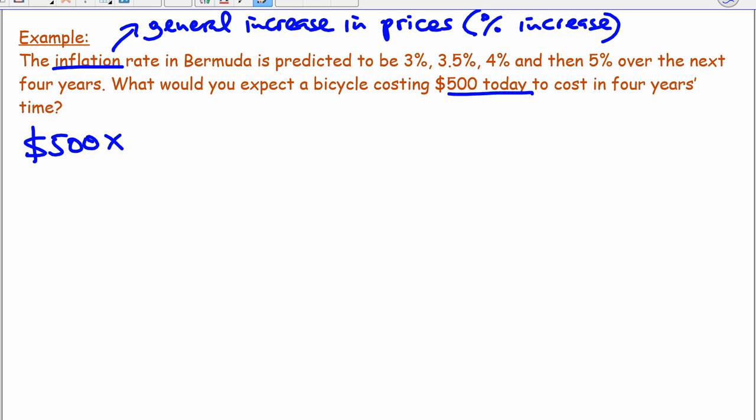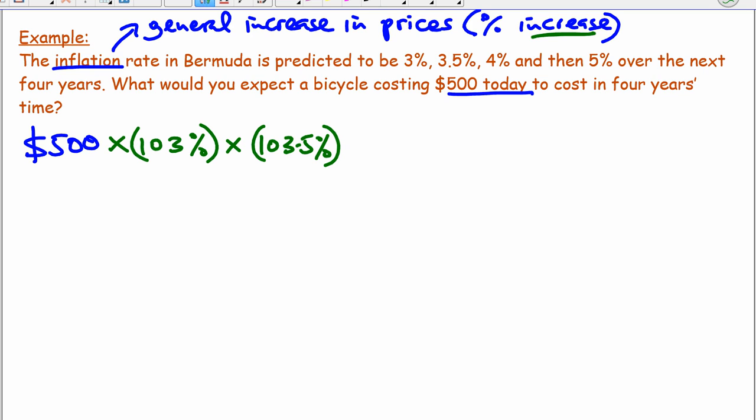So what basically I'm going to have here is 103% multiplied by, second year increases by 3.5%. Remember, this is increase. So I add 3.5 to 100, which will be 103.5%. Third year, 4%, 104%. Fourth year increases by 5%, 105%.